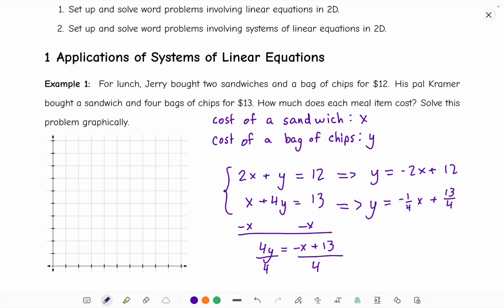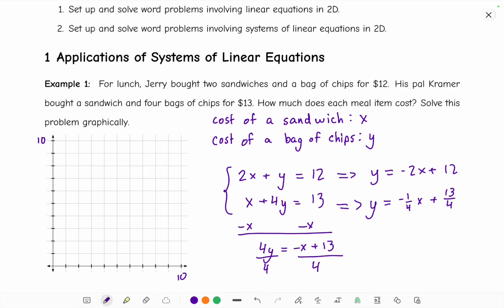So this one, I'm looking at the y-intercept. It's 12 and 13 over 4, which is close to 3. So I need to go up at least to 12. Only goes up to 10. That should be fine.